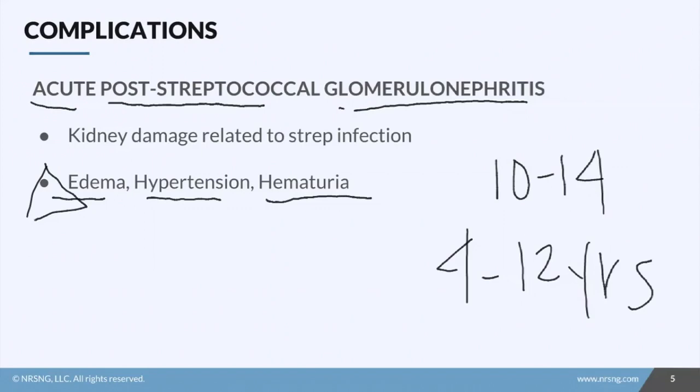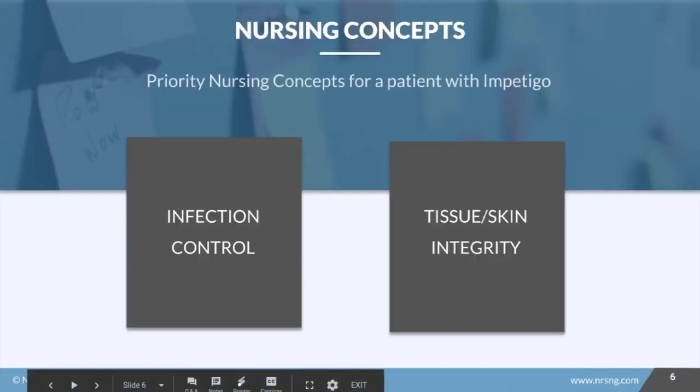So I know that's a lot to take in, but that's a really important complication that is very pediatric specific and not likely to be covered anywhere else. All right, your priority nursing concepts for a patient with impetigo are going to be infection control and then tissue and skin integrity.